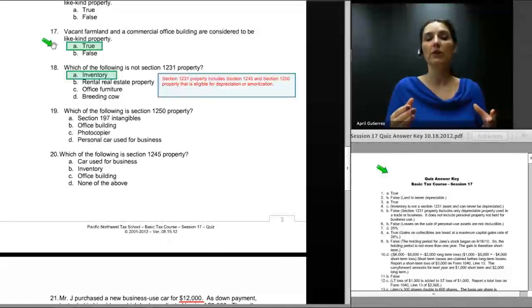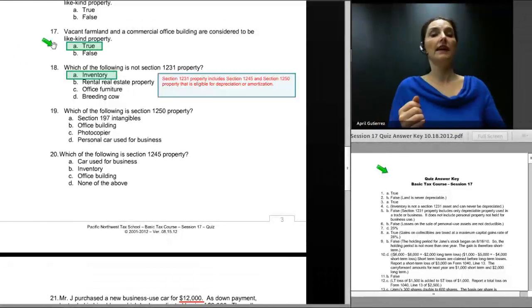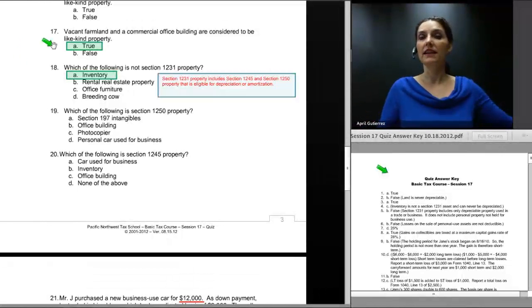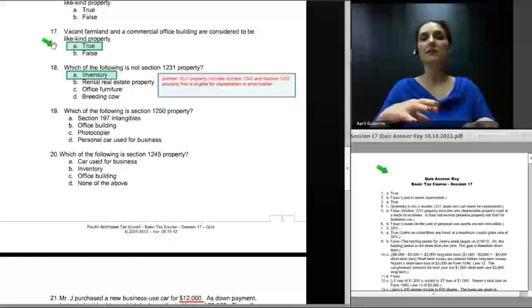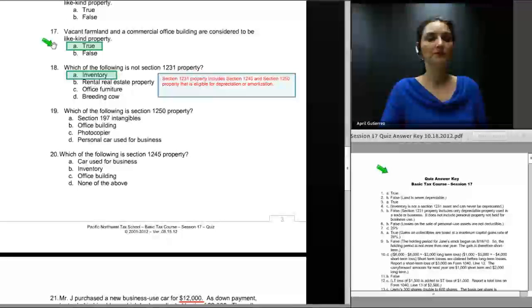Now, if the wording of the problem were, hey, we traded vacant land in England for vacant farmland in the United States, is that like-kind? The answer would be no, because real estate outside of the United States is not like-kind to real estate inside the United States, but any real estate for real estate trade where both properties are in the United States is like-kind, which is why 17 is true.